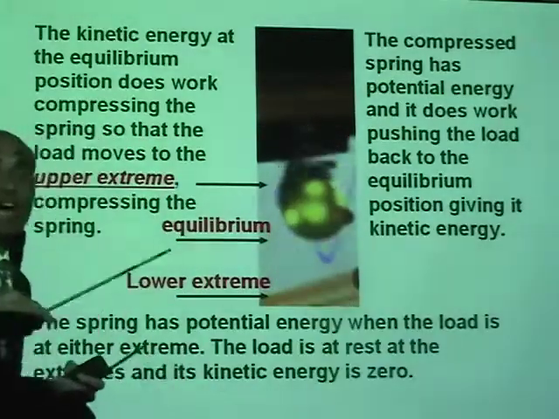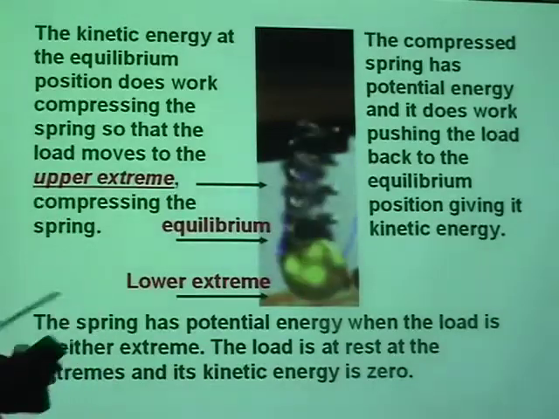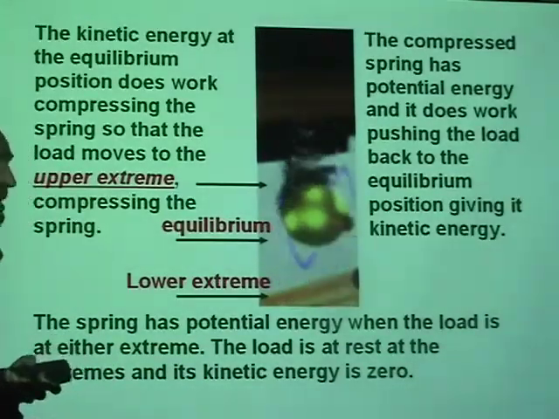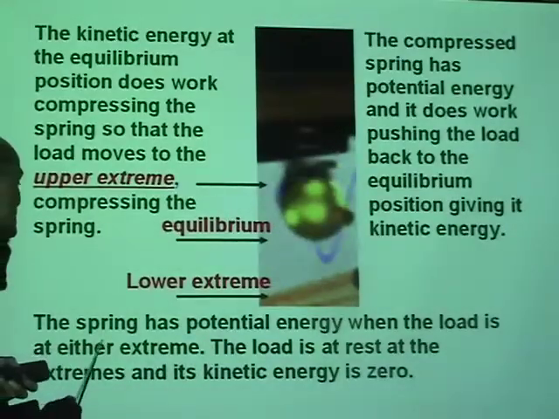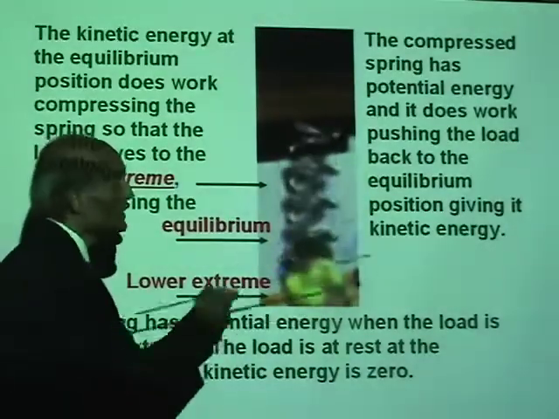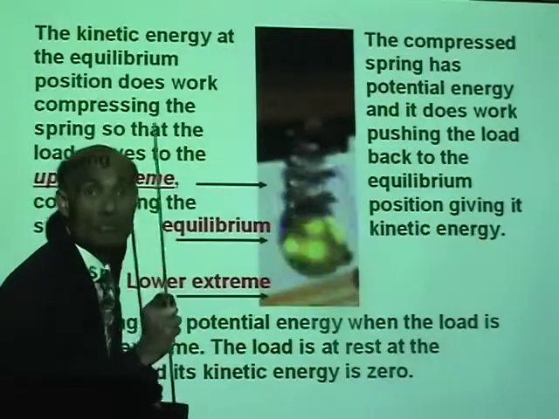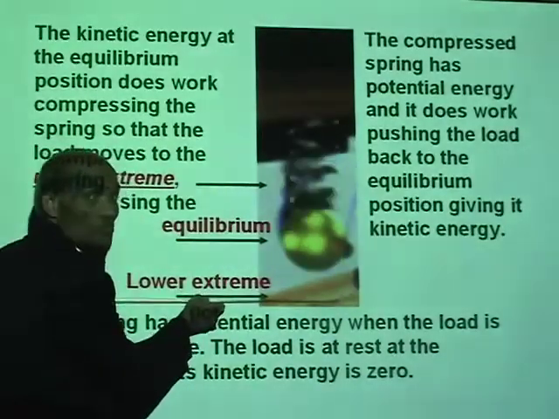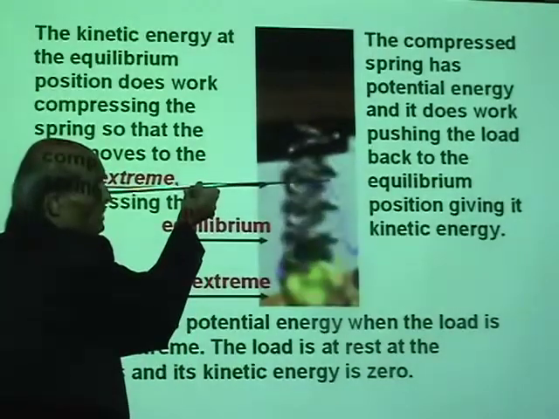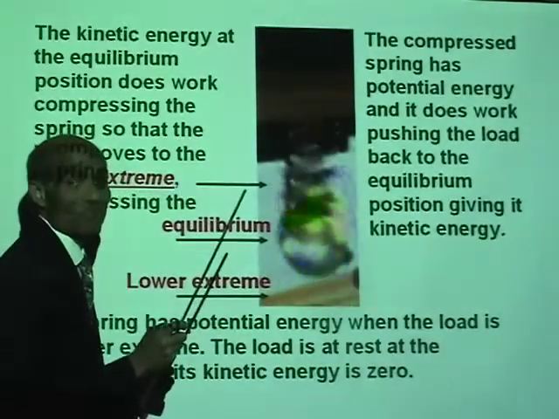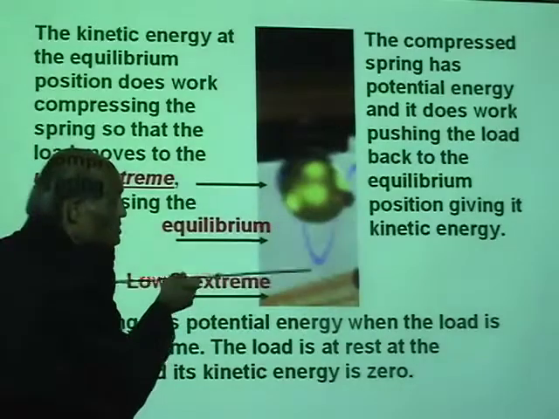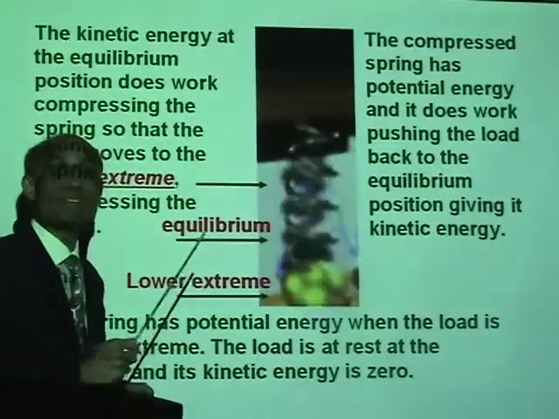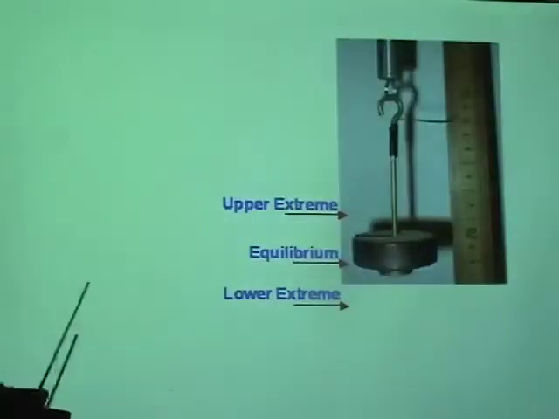Now, you can see how the exchanges of energy take place. The spring has potential energy when the load is at either extreme. So the spring has maximum potential energy when the load is at the lower extreme and when the load is at the upper extreme. Now, in between, it has both potential energy and kinetic energy.